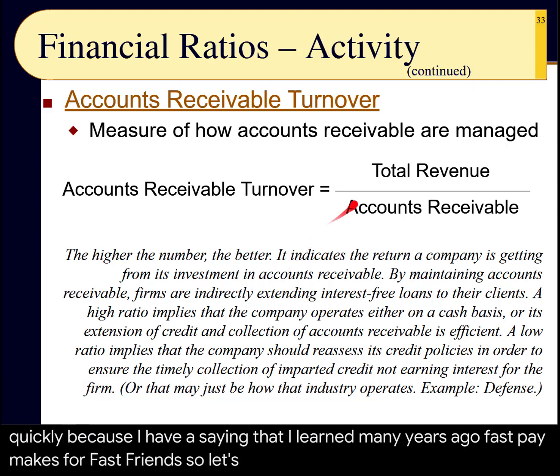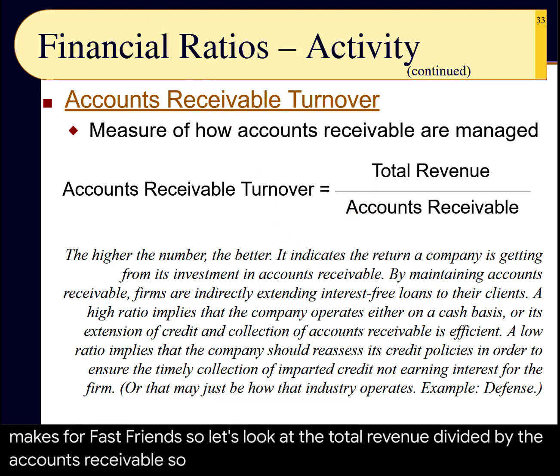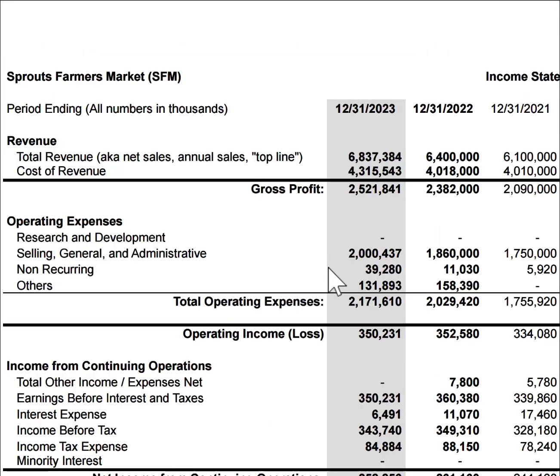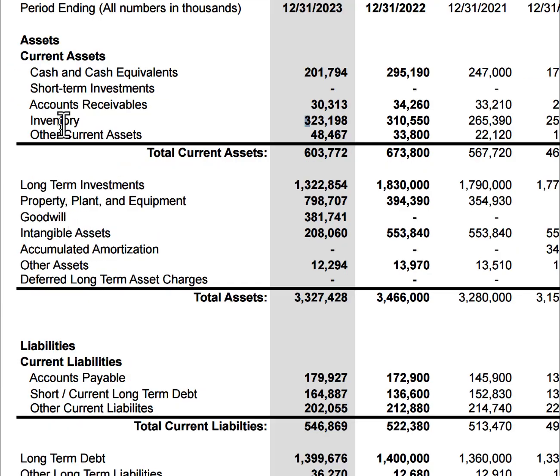So let's take a look at the total revenue divided by the accounts receivable. So what do I got here? Income statement, again, the total revenue being that $6.8 billion, and the accounts receivable, on my balance sheet, being 30 million. So what do we got? A huge number, right?